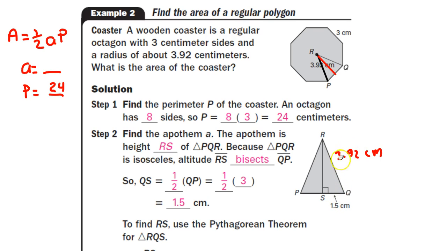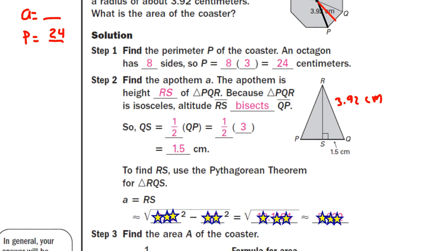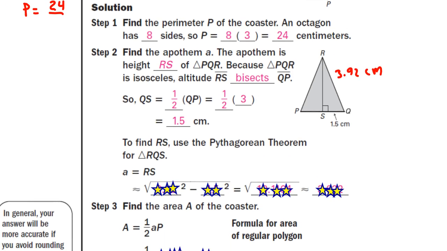So again, what we've already seen, now what they're taking us through is that we have enough information to use the Pythagorean theorem to get RS. So that's what we need, the apothem. So when we use the Pythagorean theorem, the way the note-taking guide is showing it is all combined here.